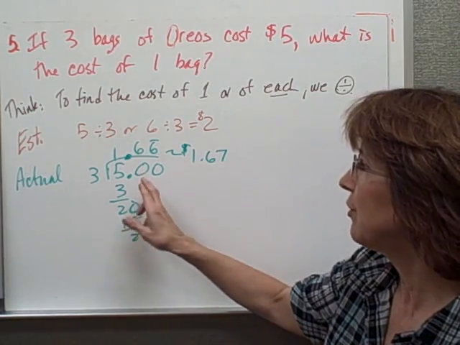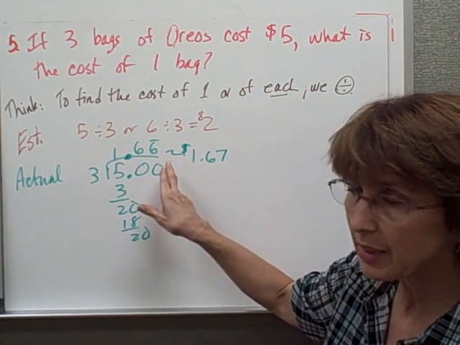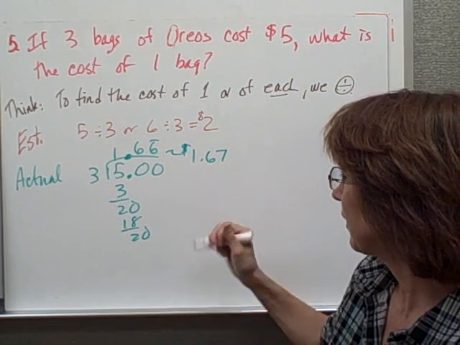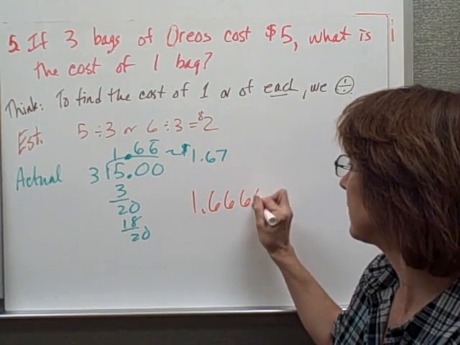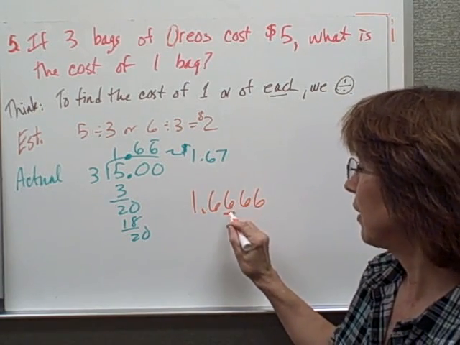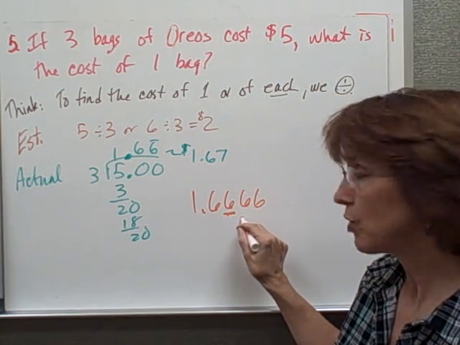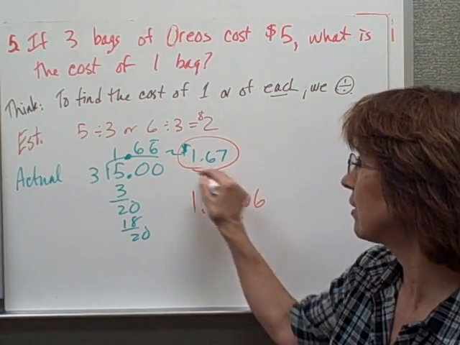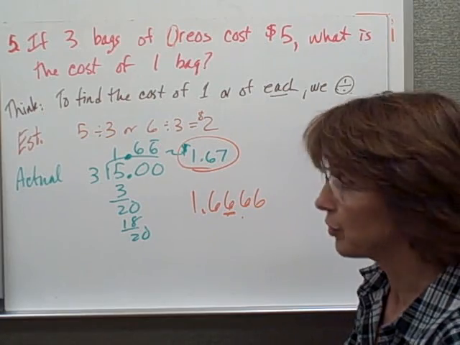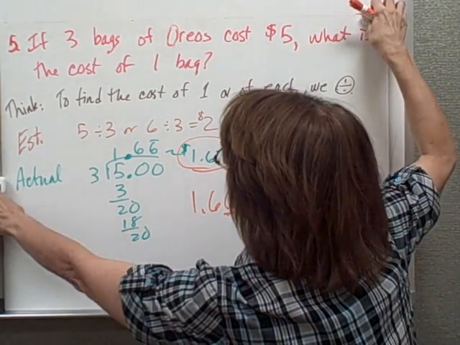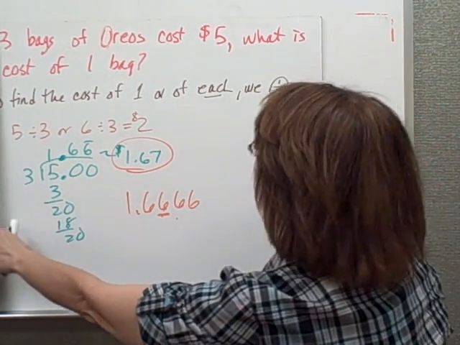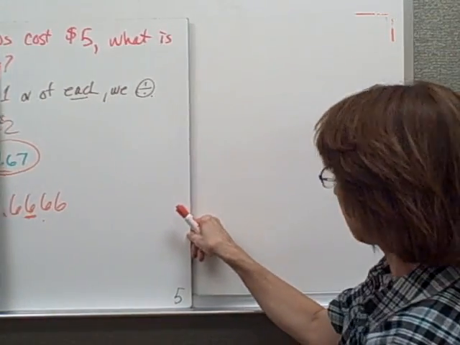When you actually do it out, you get 1.666 repeating, and if you had to round 1.6666 to the nearest penny, you look at the number after it. It's 5 or more, so we raise the score, and that's why it's $1.67, roughly. It's probably what the store is going to charge you. So that was close to our estimate of about $2. And that's it. That's all we have.